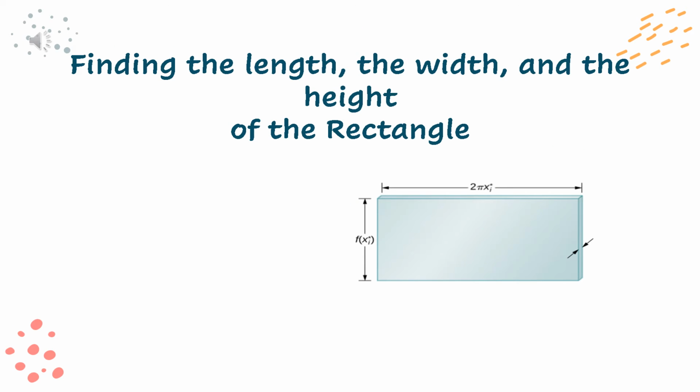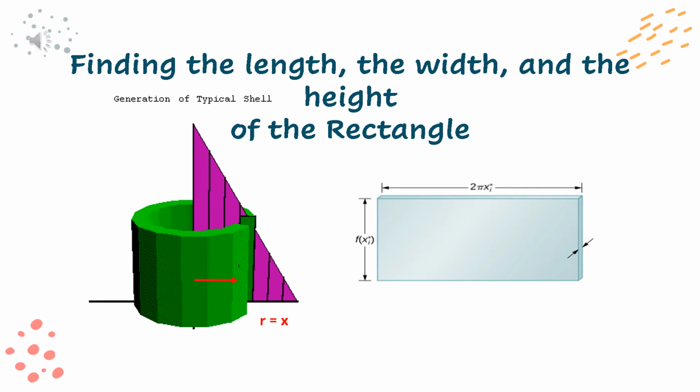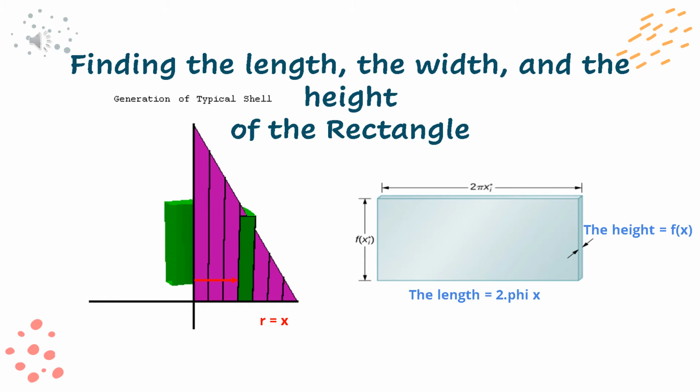Yep, the length will be the circumference of the cylinder, which is 2 pi r. But the question is, what is the r? Take a look at this graph and I will draw the line through the r. Yes, the r can be represented by the x in this plane. So the length will be 2 pi x. Then for the height, we notice that the height of this cylinder is made from the function, or it will be equal to y or f(x), so the height will be f(x).